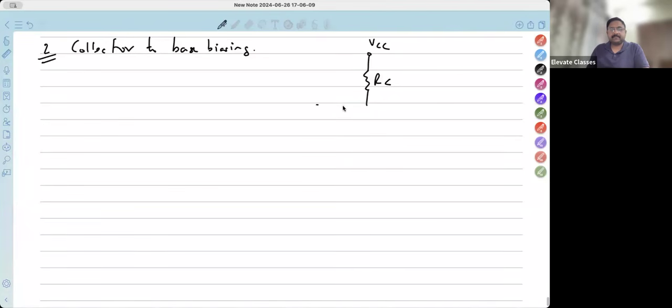VCC, RC, RB, collector, emitter, emitter का resistance and ground. Now what is the mistake that students will make here?